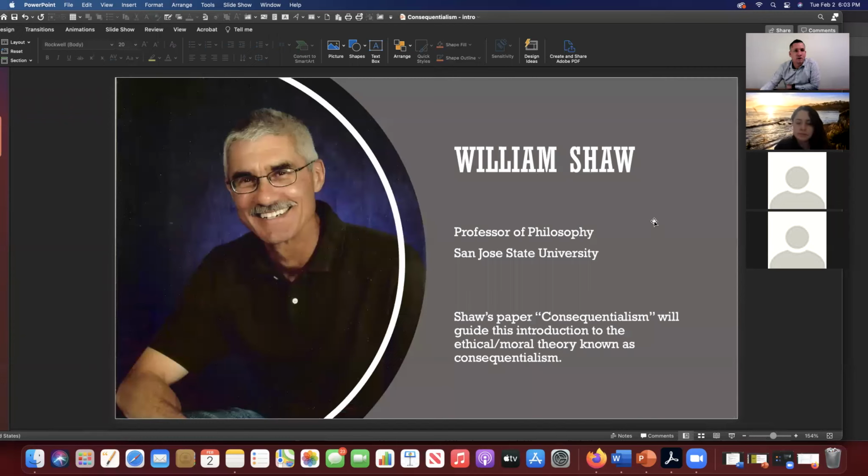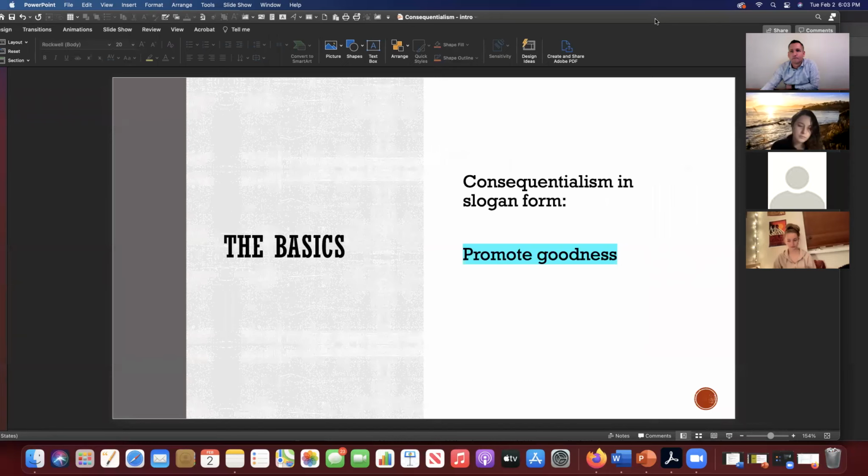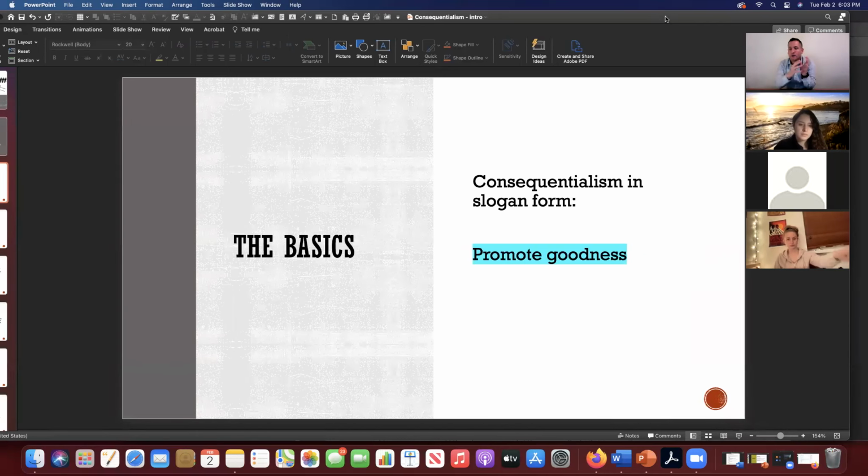Okay, so our discussion of consequentialism will be guided by William Shaw's paper, Consequentialism. He's a professor of philosophy at San Jose State University. Let's begin with the basics. Okay, so again, we're segueing away from value theory to normative theory. And consequentialism is our first normative ethical theory. We're going to see it has a close connection to value theory anyways.